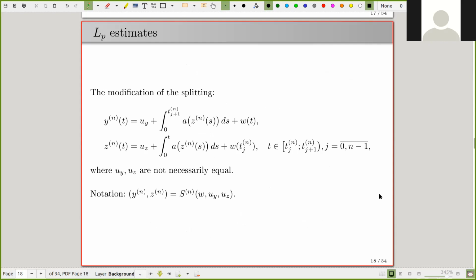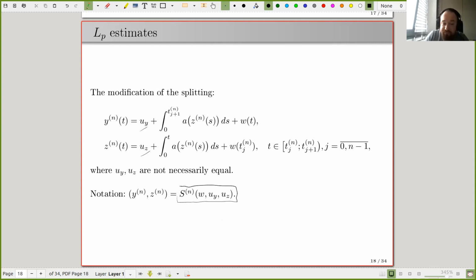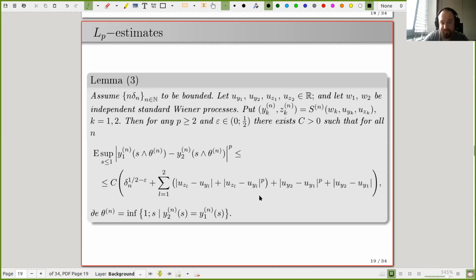To obtain the third lemma, we will need to introduce some modification of the splitting procedure. We allow the processes y and z to start not at point u, but at some points u_y and u_z, which aren't required to be equal. And we will write this by introducing new notation, adding instead of u our new 2 points. And then we have this cumbersome result. So we additionally assume that this is bounded, but this is a reasonable condition, obviously.